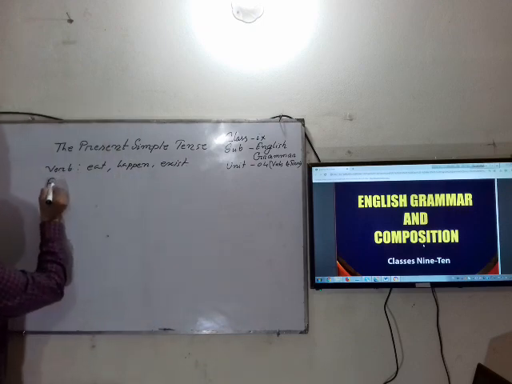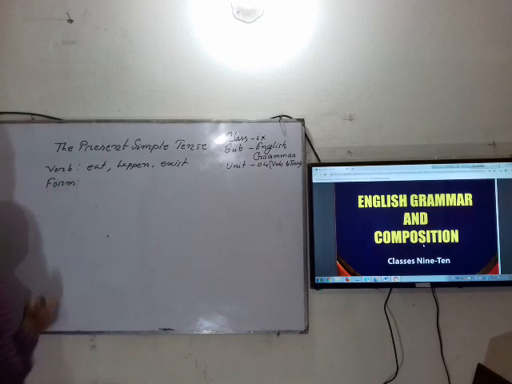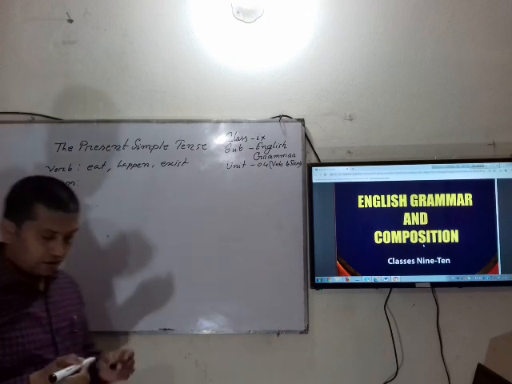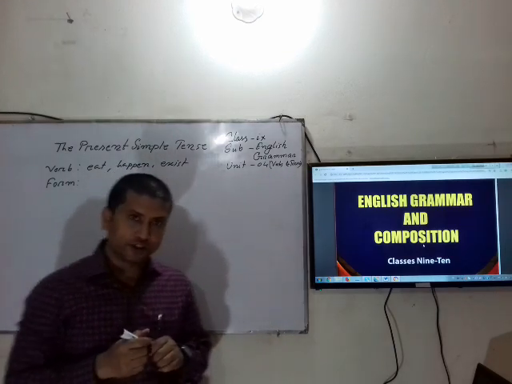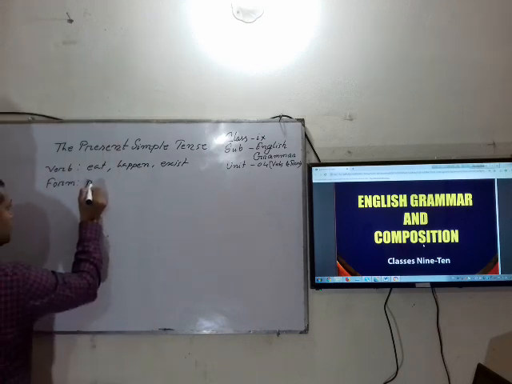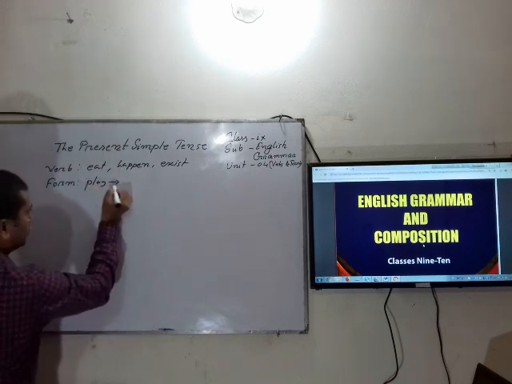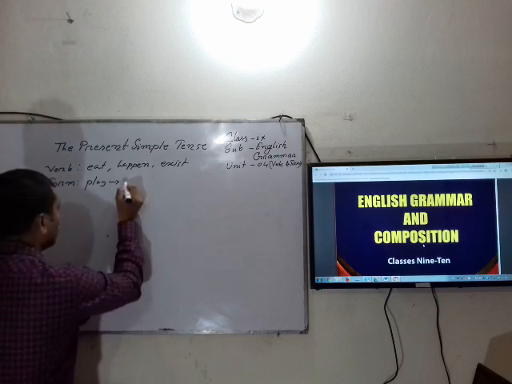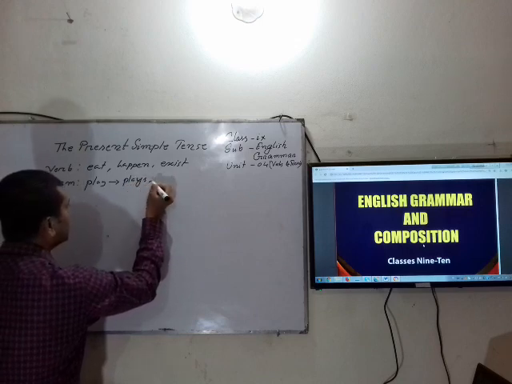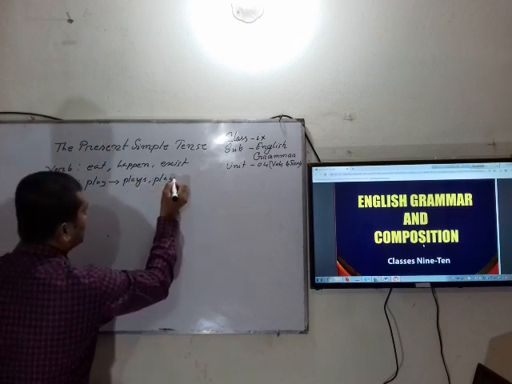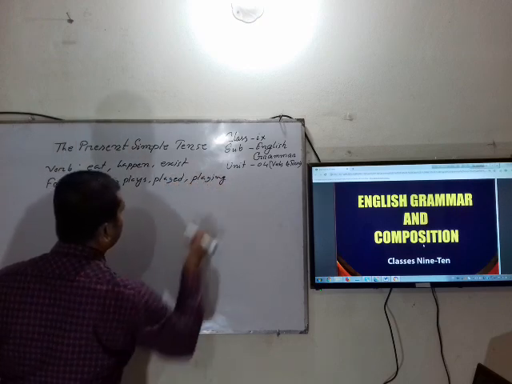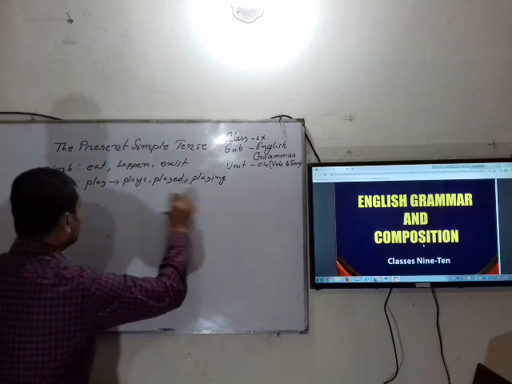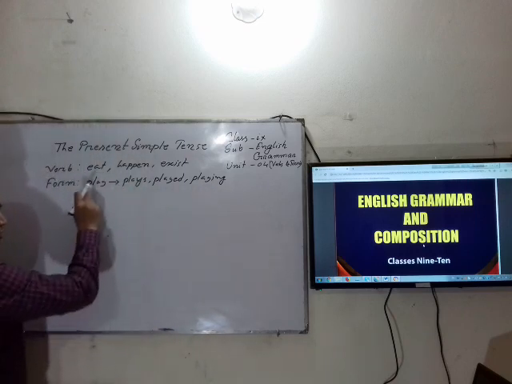Okay, another word. This is an important term for you: form. What is form? Actually, form is a part of a verb, or a different form related to it. For example, write here a verb: play. From this verb we can make more forms: place, or plate, or play. Okay, all these are forms of the verb. This is the main verb or base form.